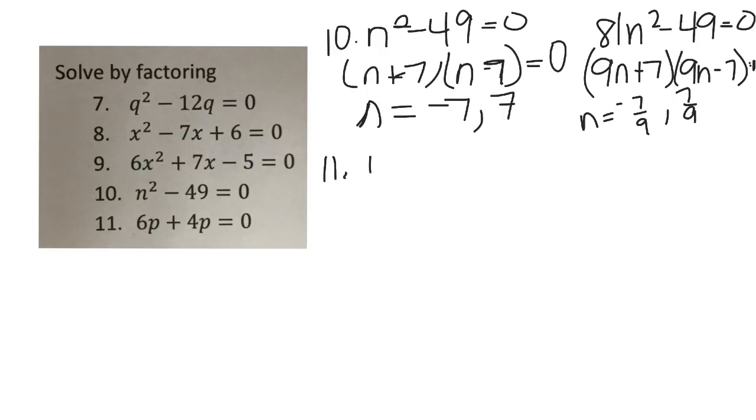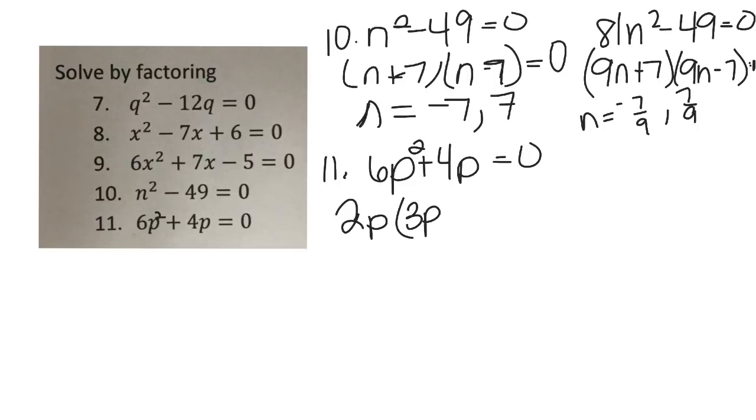And lastly, number 11, 6p plus 4p equals 0. Something tells me that that's supposed to have a square on it. So let's add it, because otherwise it doesn't really help us practice for the test. So I have a 6p squared plus 4p equals 0. I'm going to factor out a 2 and a p because it's a binomial with no constant term. So 2p times 3p gives me 6p squared, and 2p times 2 gives me 4p.